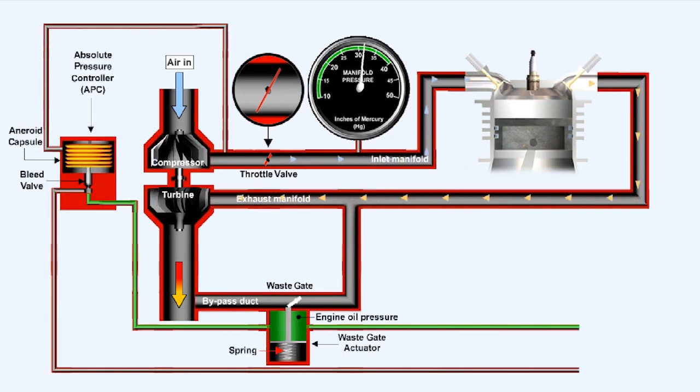In an automatic control system, the wastegate is mechanically connected to a piston situated within an actuator. The position of the piston depends on the opposing forces of a spring and engine oil pressure. Spring force tends to open the wastegate, and oil pressure tends to close it. Thus, oil pressure in the actuator regulates the position of the wastegate according to engine requirements.